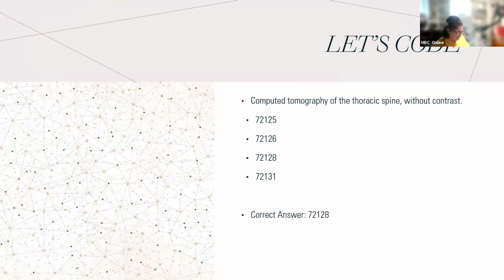I was going to go over these. 72125 is without contrast, but it's of the cervical spine. 72126 is with contrast, and it is the cervical spine as well. 72128 is without contrast for the thoracic spine. And then 72131 is the lumbar spine. So pay attention to those exact things with the description. It's easy to look over thoracic spine or the lumbar part of the spine and get that code wrong. So you really have to pay attention to what's in the coding manual.